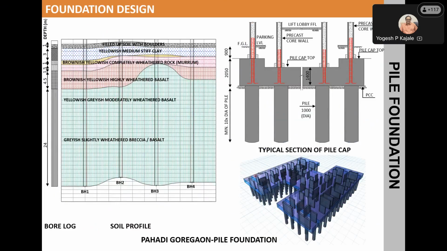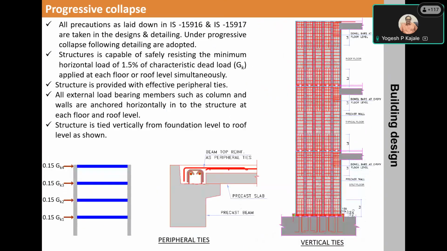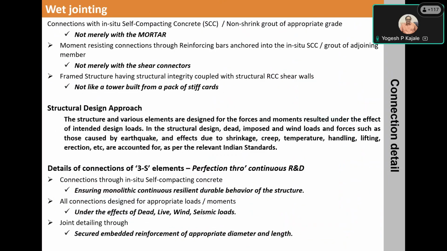In Mumbai, the building which is located at Pahadi Goregaon has a pile foundation, whereas at the Jogeshwari, Oshiwara, it has a rock foundation because the rock was available almost at 5-meter depth below the ground. So no need of pile foundation for that particular building. The progressive collapse detailing was done as per the code.